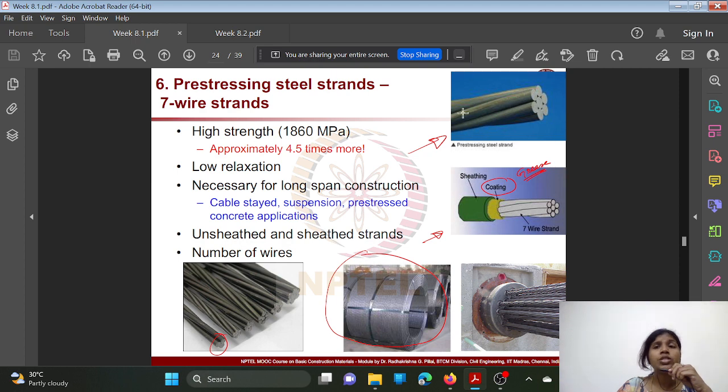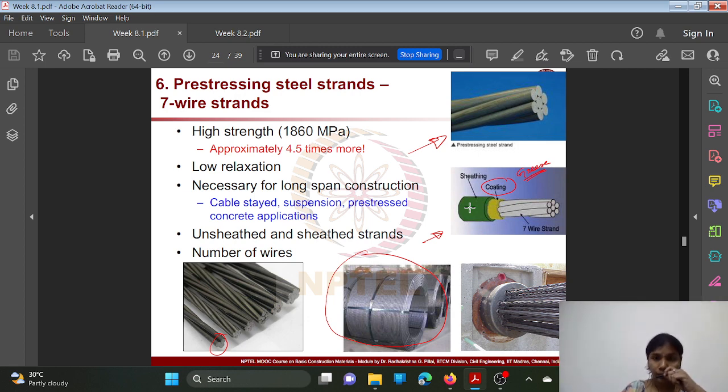Why it is mentioned as steel strands instead of steel bars is, it is a combination of some number of wires, like 6 to 7 or some 3 wires, stranded together, not bonded. Stranding is nothing but tied together. See, this is the 7 wire strand. That's why it is known as pre-stressing steel strands. It is a 7 wire strand, and on that some grease coating will be applied, and sheathing is nothing but some hollow pipes.